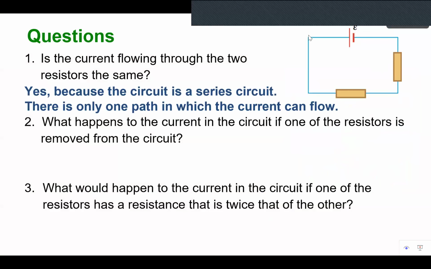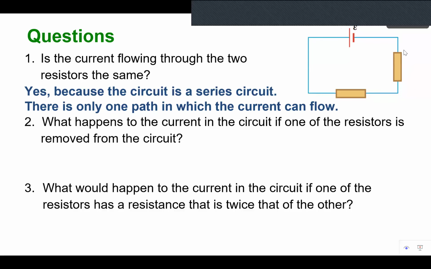So in a series circuit, there's only one path for the charges to flow. So at any point in time, at any point where I use an ammeter to measure, the current will all be the same. Okay, because charges cannot be used up. If 5 amperes flow out of the battery, 5 amperes must go back into the battery.